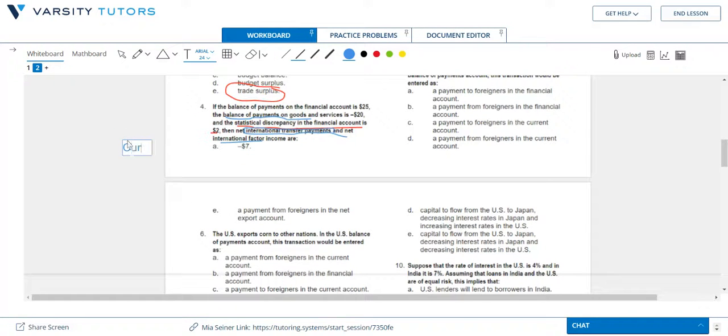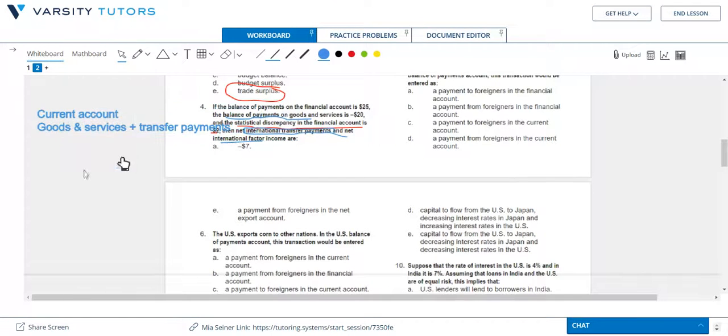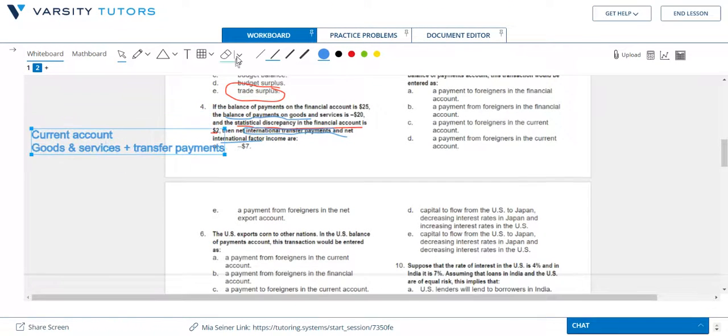The current account is the blue line. It's the balance of payments of goods and services, and it is the net international transfer payments. So essentially the question is just trying to test if you know the basics of this equation. So if the current account is goods and services plus transfer payments, to get the current account, we have to take this negative 20 and we're essentially adding some number to it.